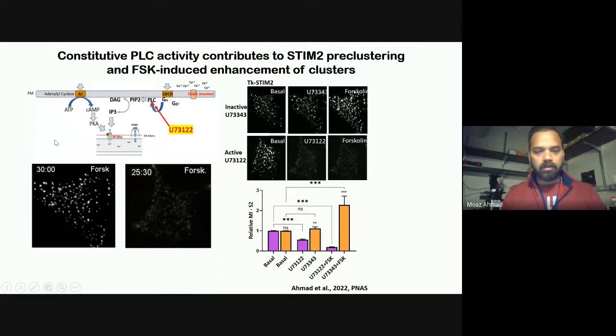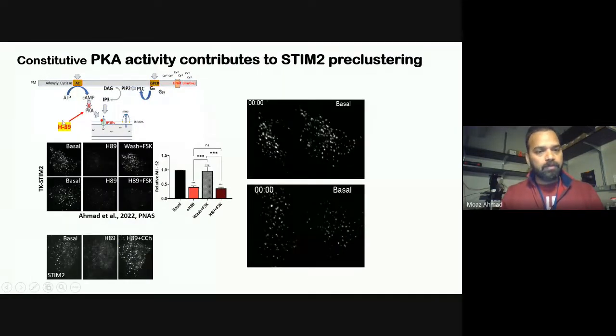So next we wanted to see what happens if we block the cyclic AMP pathway while keeping the PLC basal activity functional. So we used the H89 compound. When we treated the cell with H89 compound, it also substantially reduced the Stim2 basal clusters. And when we stimulated the cell with forskolin in the wash condition, it caused Stim2 clusters to come back, at least to the level where we see in the basal condition. And you can see the quantitative analysis here.